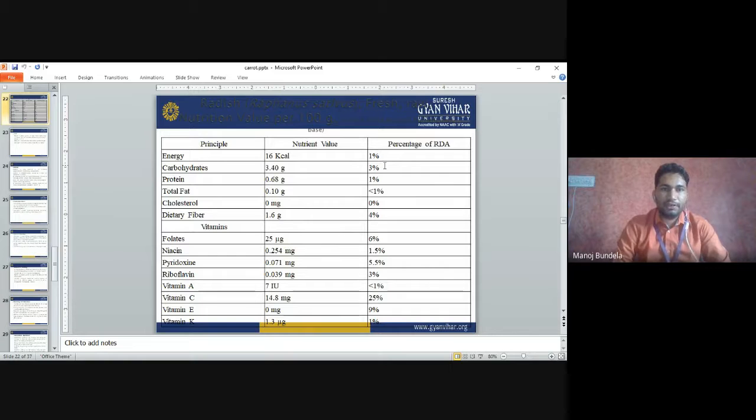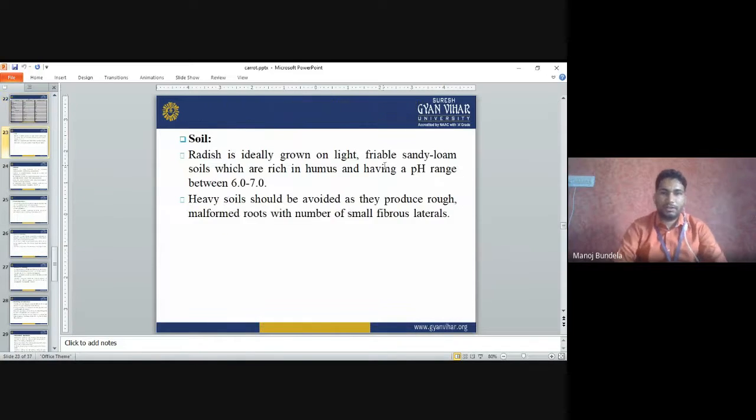Next is nutritional value. Per 100 grams, it provides energy 16 kilocalories, carbohydrates 3.40 grams, protein 0.68 gram, total fat 0.10 gram, cholesterol 0 milligram, dietary fiber 1.6 grams. Vitamins like folate, niacin, pyridoxine, riboflavin, vitamin A 7 IU, vitamin C 14.8 milligrams, vitamin E 0 milligram, vitamin K 1.3 micrograms. So these are the nutritional status of radish.